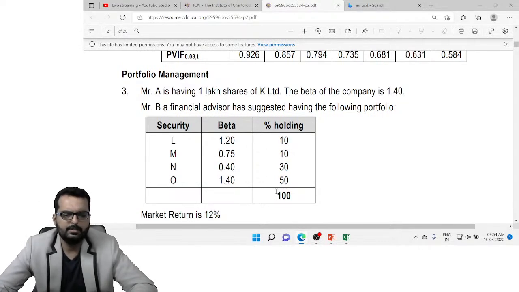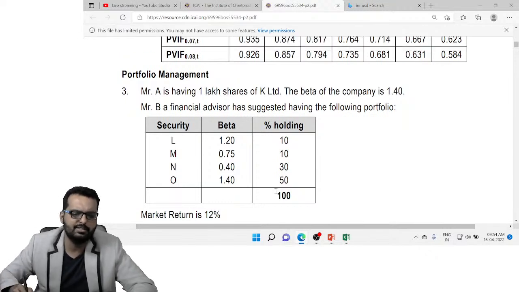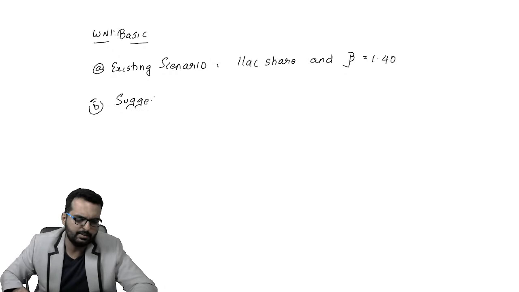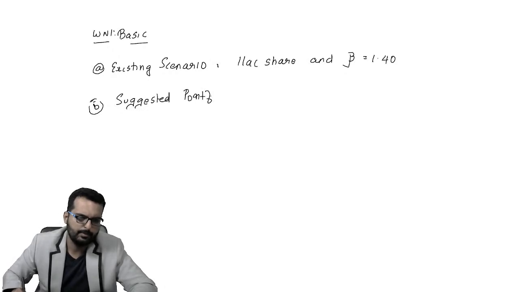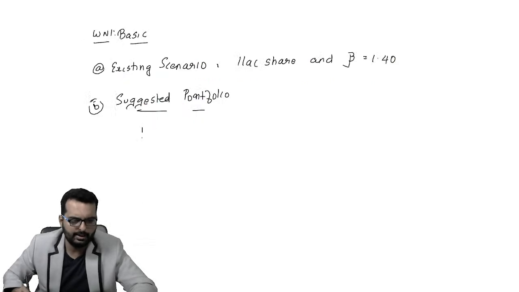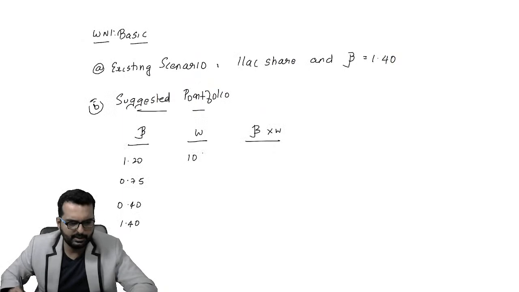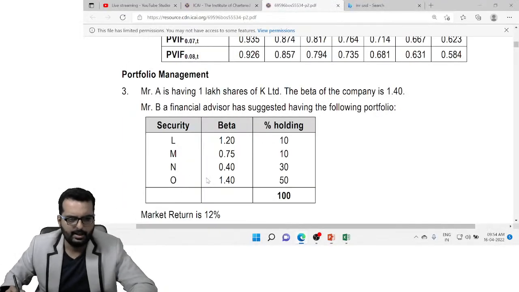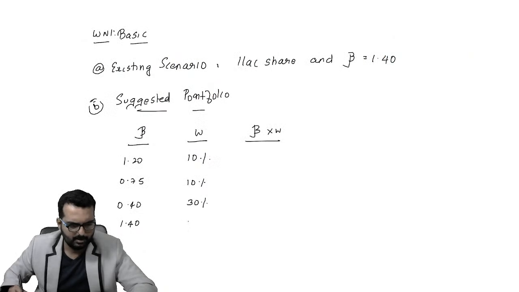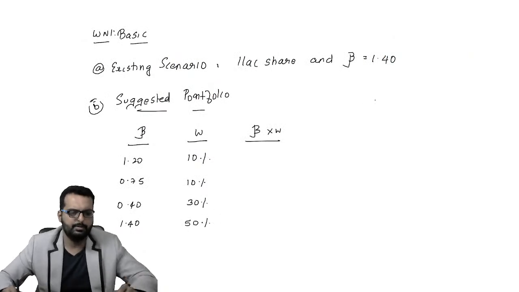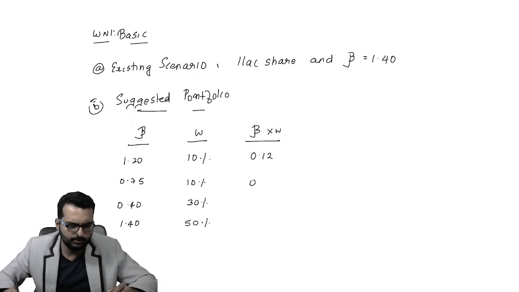All right. From this, can I find out the overall beta for the suggested portfolio? So I'll write down suggested portfolio. All right. I'll write down beta, weight, beta into weight. So I have 1.2, 0.75, then I have 0.40, 1.40, and the percentage holding is 10%, again 10%, 30%, and what is the last one? 50%. So do I get the answer as 0.12, 0.075?